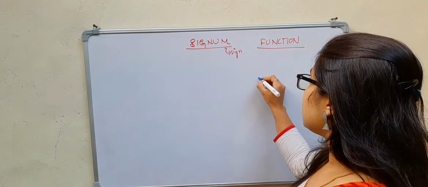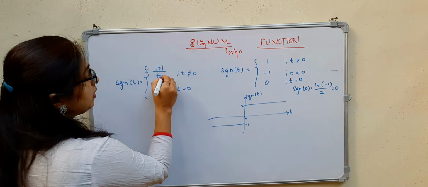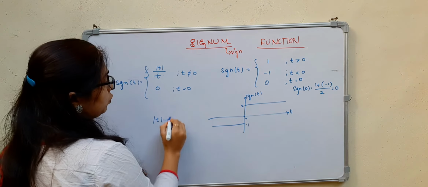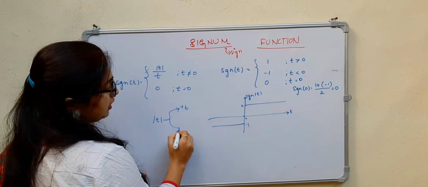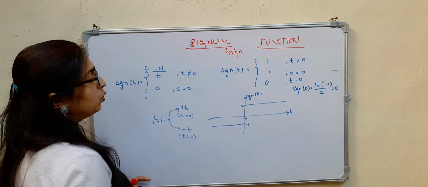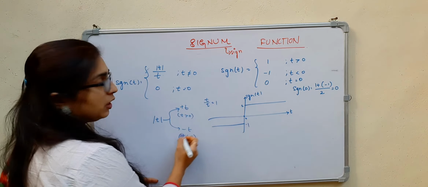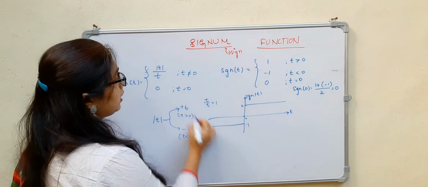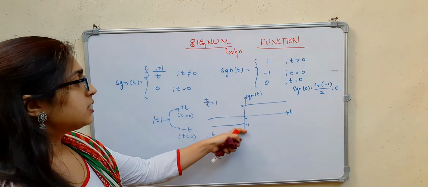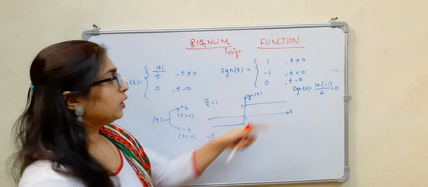What is the value for t not equal to 0, then? It is nothing but mod t divided by t. Mod t means you have two values, one is plus t, another one is minus t. This is for t greater than 0, and this is for t less than 0. For t greater than 0, it will be t by t, that is equal to 1. For t less than 0, it will be minus t divided by t, that will be equal to -1. So for t less than 0 it is -1, and for t greater than 0 it is equal to 1.